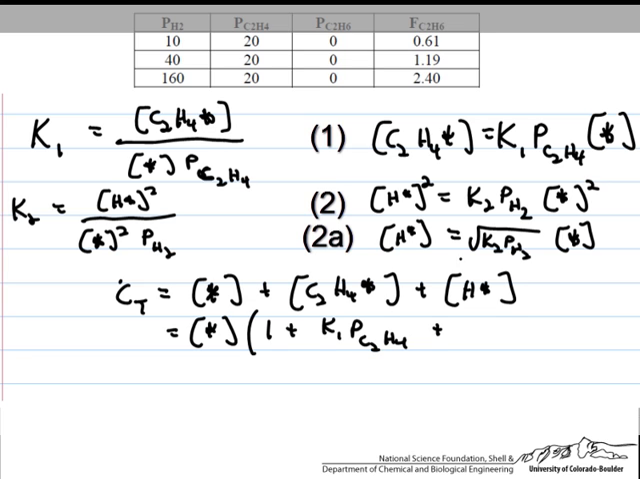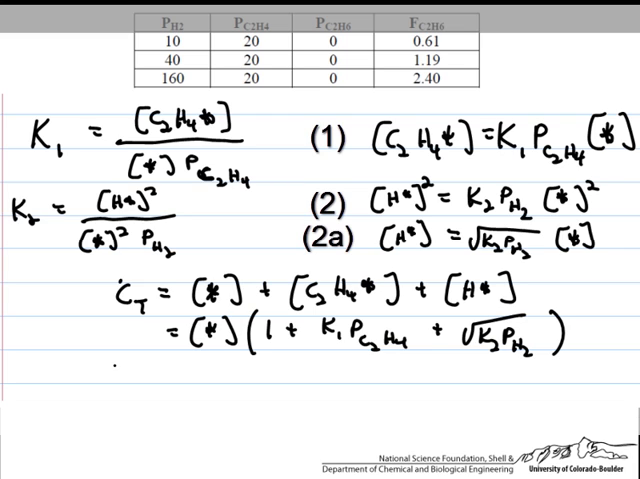PC2H4 plus, H star we see is equal to the square root of K2 PH2 times the concentration of vacant sites, which we've again factored out. So we just get the square root of K2 pH2 here. So that's the total concentration of sites in terms of the concentration of vacant sites. So we've eliminated some unknowns from this expression, which will be useful for us.